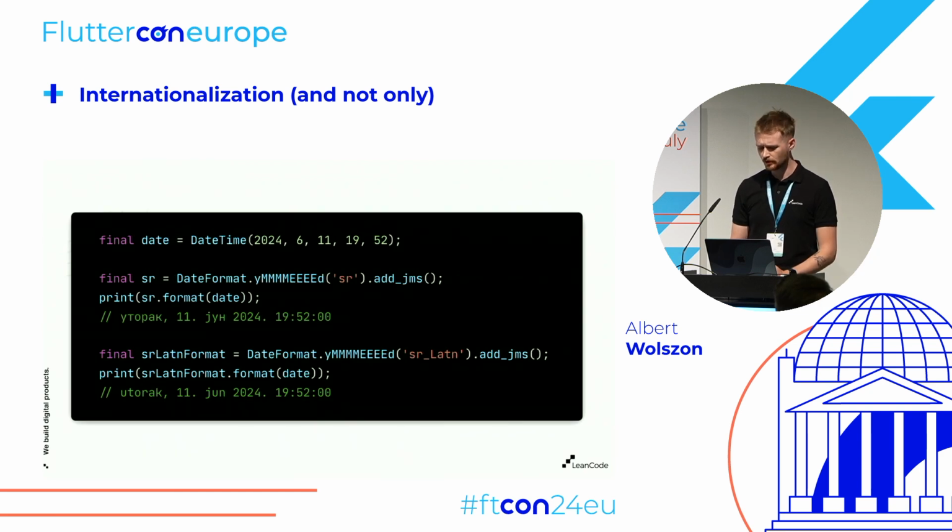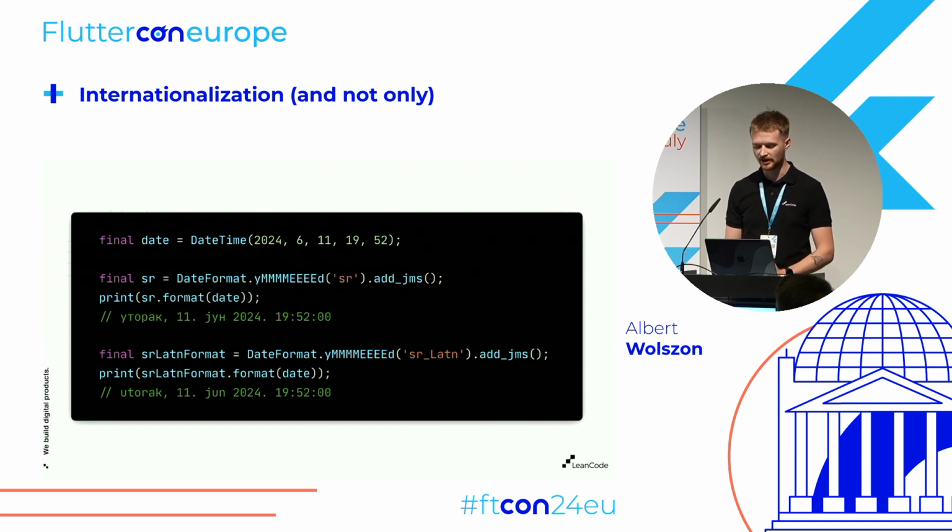But it also supports not only the languages themselves. Here we have the Serbian language, which in the first example uses just the default script, which is Cyrillic, and says Utorak, but in Cyrillic. And if we explicitly put Latin as the script, and this is all part of the locale, we get the Latin alphabet weekday name.